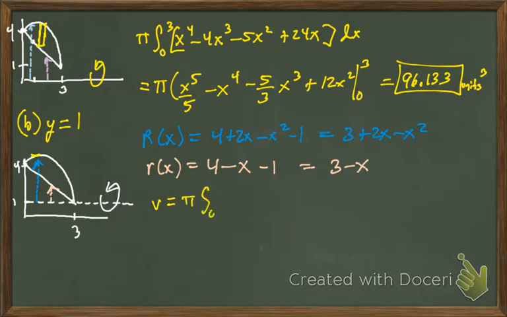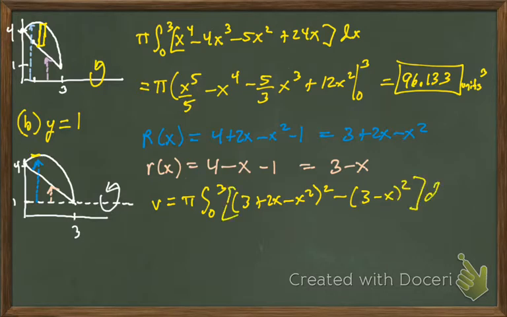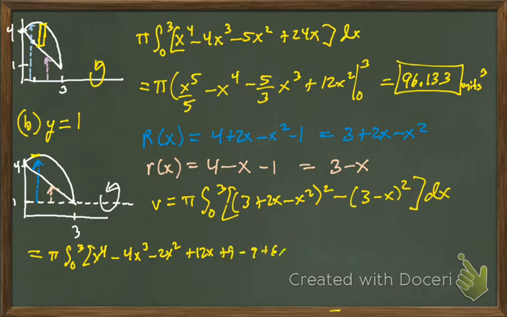Volume is equal to pi integral from 0 to 3, outer radius squared minus inner radius squared. Okay. And so it's routine integration from here. You'll have to go ahead and expand. So pi is 0 to 3. x to the 4th minus 4x cubed minus 2x squared plus 12x plus 9 minus 9 plus 6x and minus x squared dx. And combine those like terms.